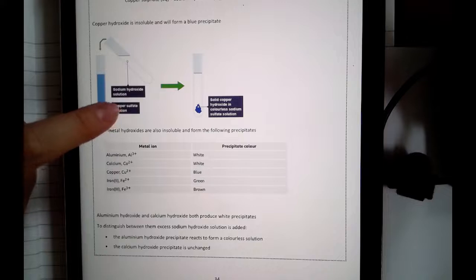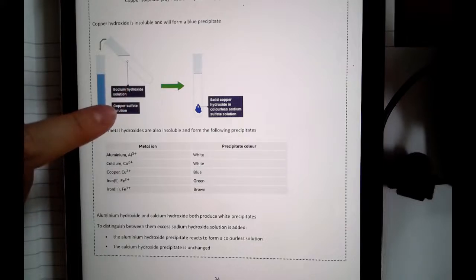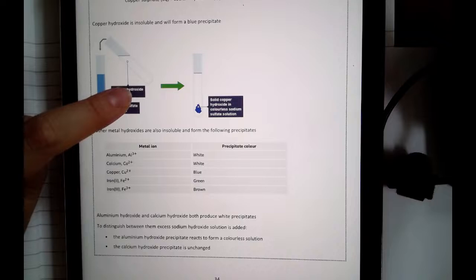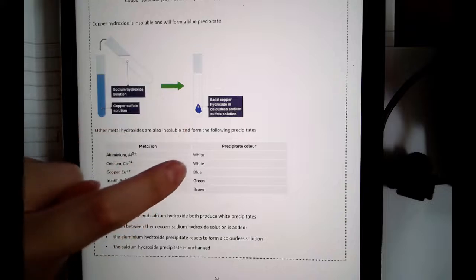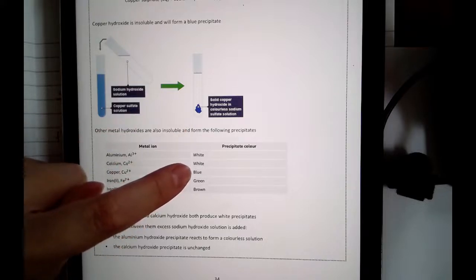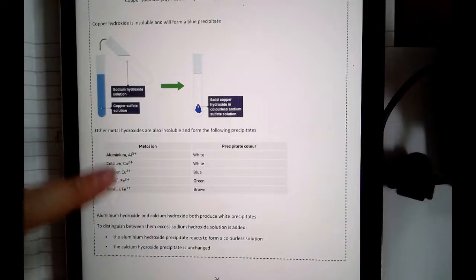So the copper from the copper sulfate will react with the hydroxide from the sodium hydroxide. And copper hydroxide is insoluble, and you'll see a precipitate. In the case of copper hydroxide, it gives me a blue precipitate. So the color of the precipitate tells me which metal ion is present. So again, you will need to know this table.